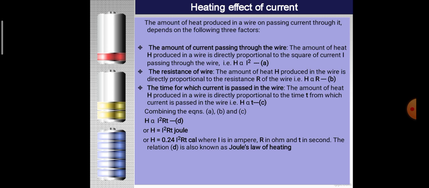3. The time for which current is passed in the wire. The amount of heat H produced in a wire is directly proportional to the time T for which the current is passed in the wire. H is proportional to T. Combining all these equations, H is proportional to I squared RT, or H = I squared RT joule. H can be written as 0.24 I squared RT calorie, where I is in ampere, R in ohm, and T in second. This relation is also known as Joule's law of heating.